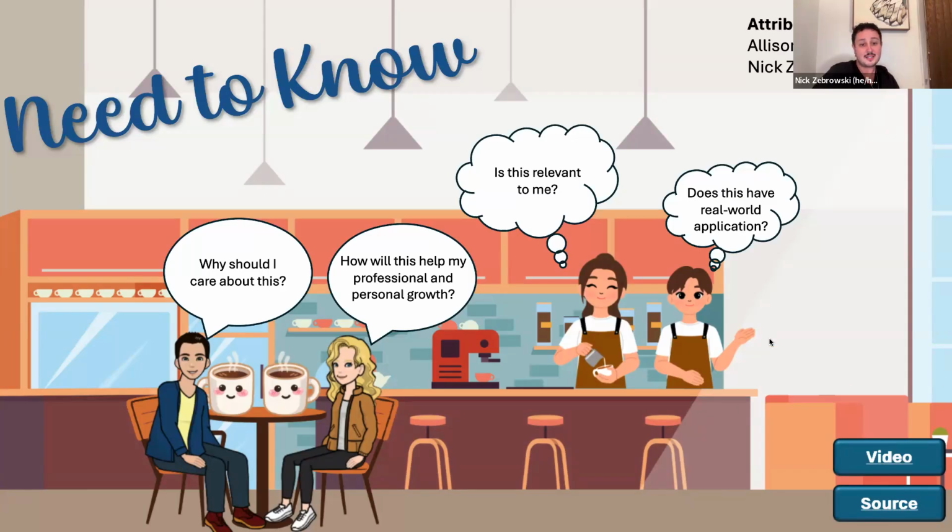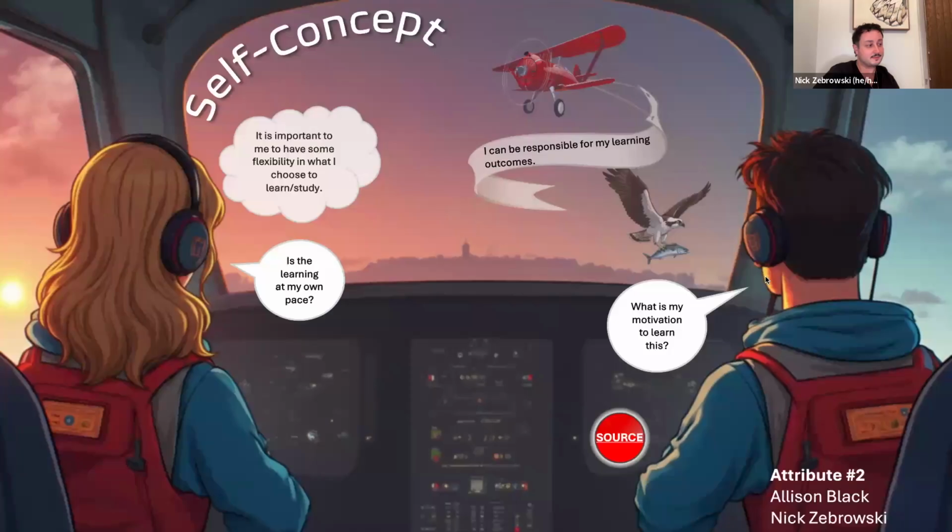So, the next map. Self-concept puts viewers in an airplane cockpit, symbolizing autonomy and control. The questions like, is the learning at my own pace? And I can be responsible for my learning outcomes. Highlight the shift from dependent learners to self-directed ones.